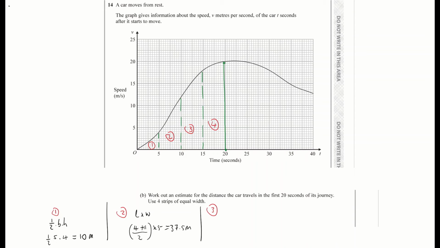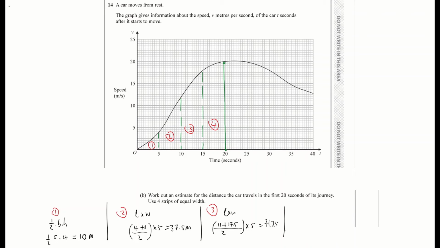I'm now going to look at the area of shape 3. Again, I'm going to get an average height, so it's length by width. The first height there looks to be about 11, and the second bar is bringing me up to 17 and a half. So 11 plus 17.5, divide that by 2 to get the average, and then multiply it by the width of 5. So I'm getting 71.25.